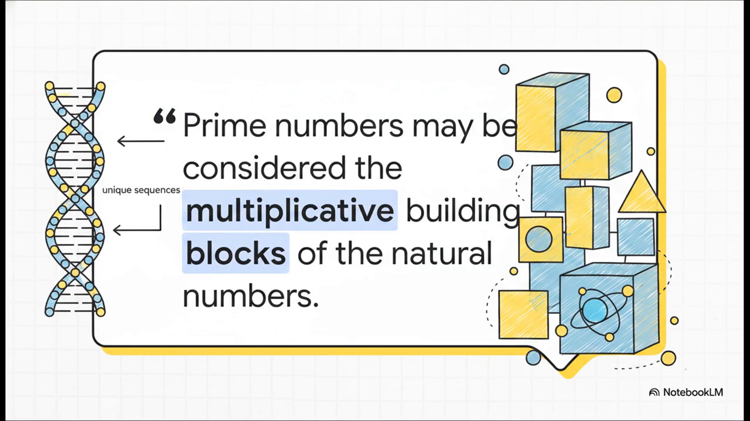Just like this quote highlights, prime numbers really are the multiplicative building blocks of natural numbers. Think of it like this. Just as living organisms have a unique sequence of DNA, every single integer has a unique prime factorization sequence. The primes are the elemental atoms. You just cannot break them down any further within our integer sandbox.